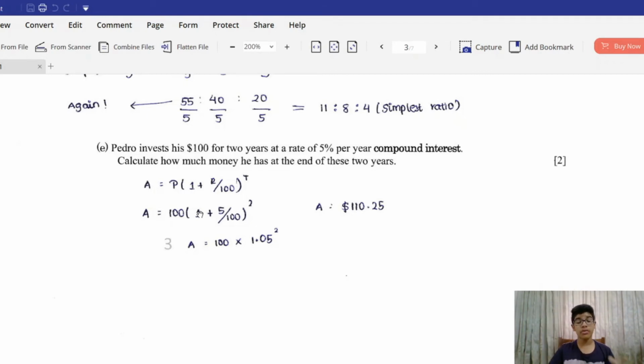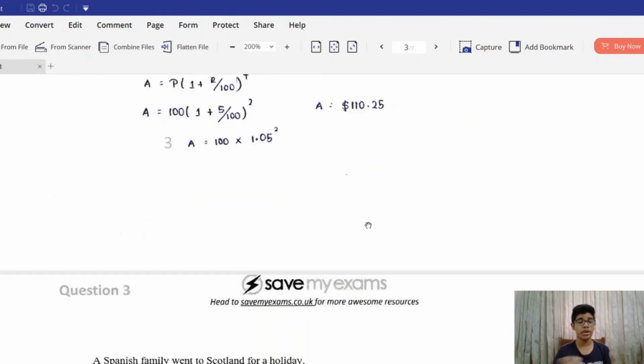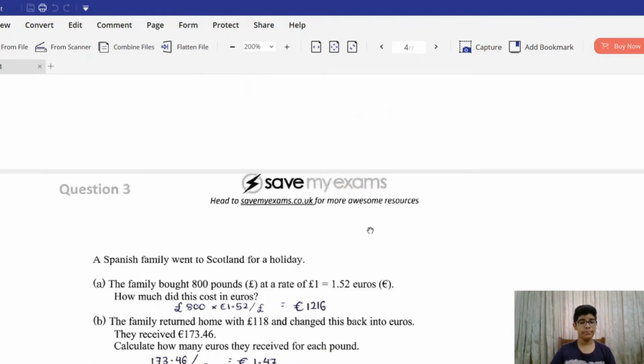We're going to solve what's in the bracket first. So 100 times 1.05 squared. Put that in your calculator and you should get that the total amount is $110.25. Remember, compound interest formula already gives you the combined investment, gives you the interest, and also adds the principal for you. So that's the amount of money he has there. You do not need to do any more stuff.